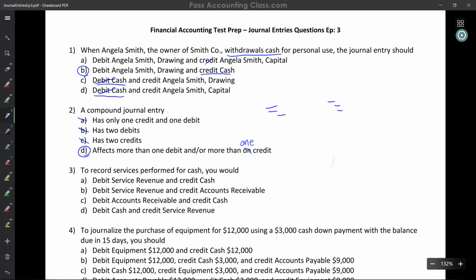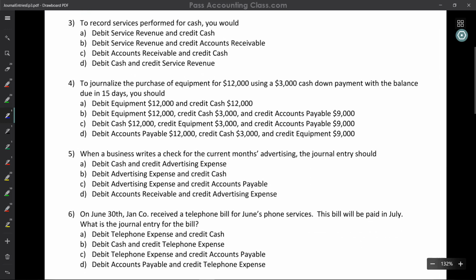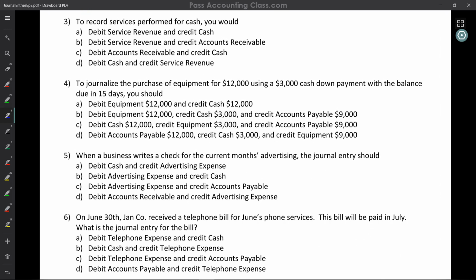There we go. Okay, so the next question states, to record services performed for cash, you would debit service revenue and credit cash, debit service revenue and credit accounts receivable, debit accounts receivable and credit cash, debit cash and credit service revenue. So we're looking to record services performed for cash.